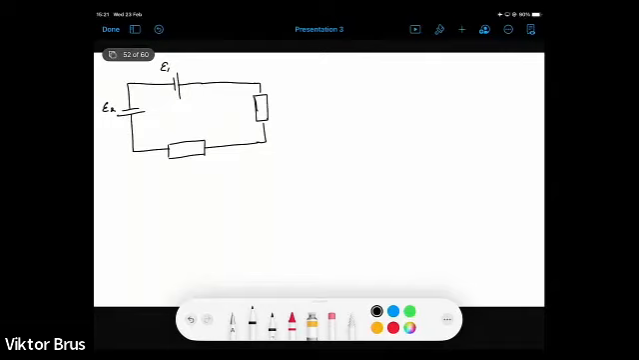Here, and then in diagonal, we have one more resistor. Okay, so that's our electric circuit. We have two power supplies. Then we have resistors R1, R2, R3. We can name some points of this circuit, let's say A, B, C, and D.